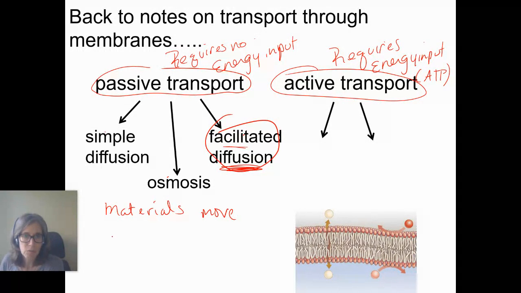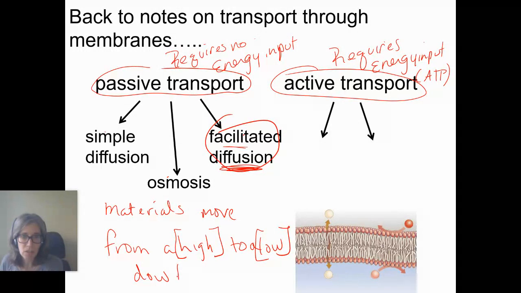So materials move from a high concentration, this symbol means high, to a low concentration. So that means down a concentration gradient, or with a concentration gradient.